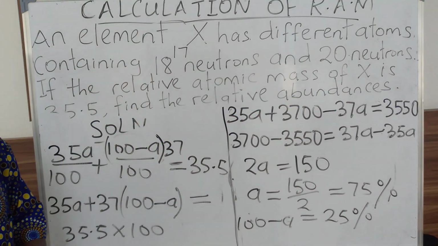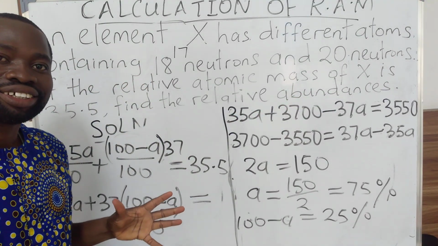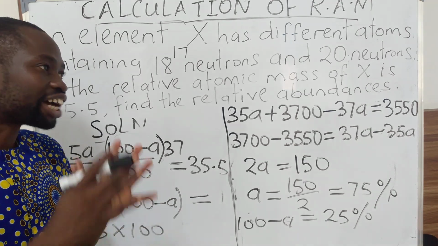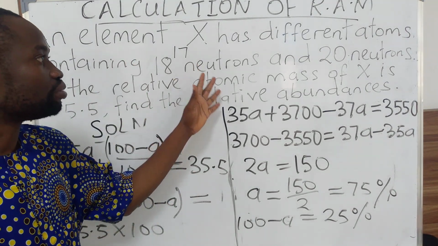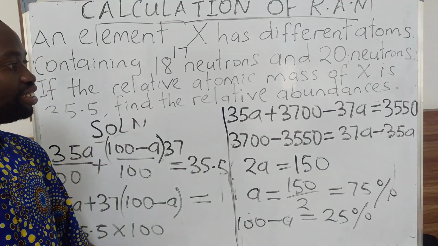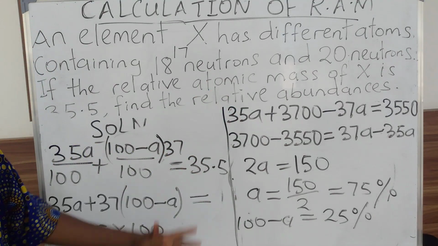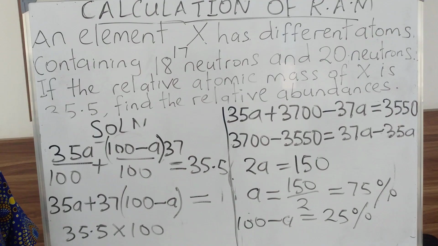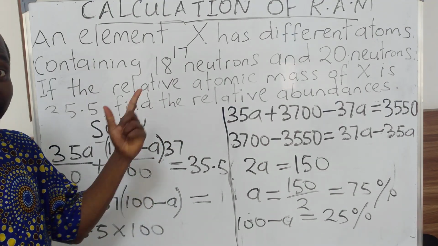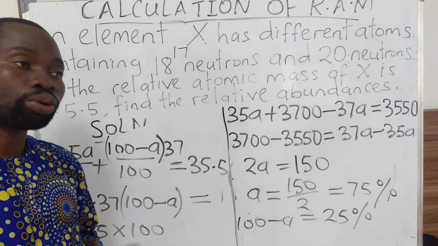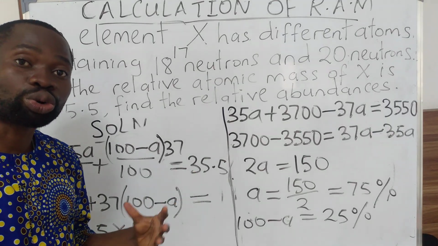So these are all the questions examiners can ask you under calculation of relative atomic mass. So this is the end of relative atomic mass. In the next series, we're going to start looking at how to write electron shells.